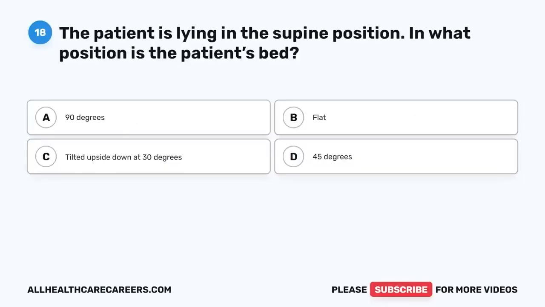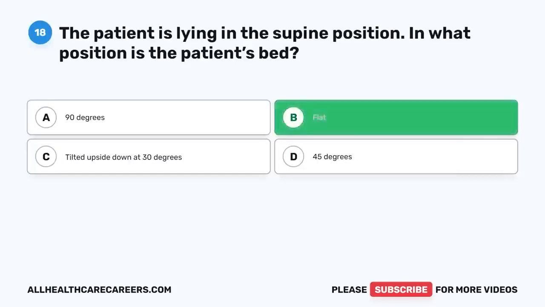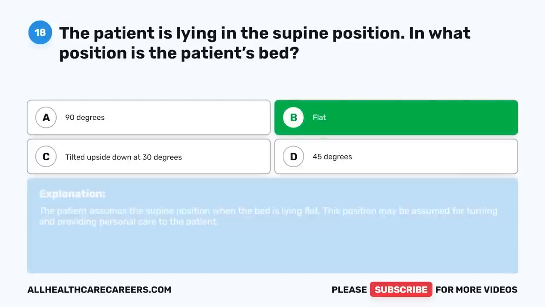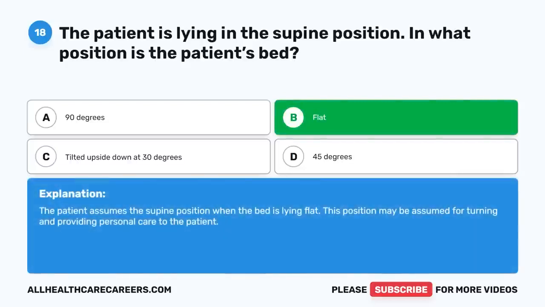Question 18. The patient is lying in the supine position. In what position is the patient's bed? A. 90 degrees. B. Flat. C. Tilted upside down at 30 degrees. D. 45 degrees. The correct answer is B. Flat. The patient assumes the supine position when the bed is lying flat. This position may be assumed for turning and providing personal care to the patient.